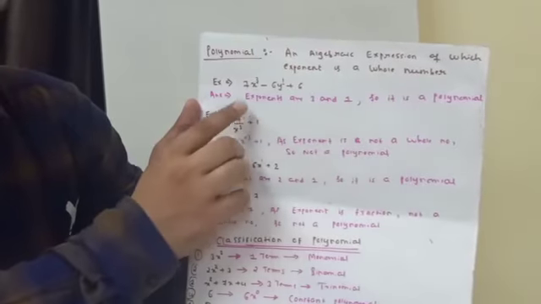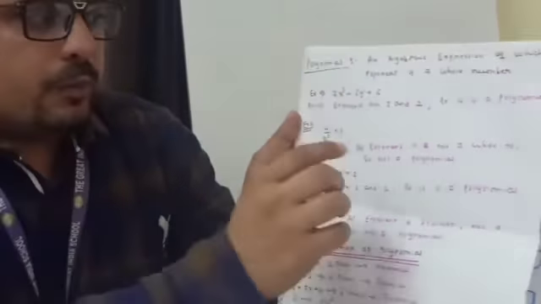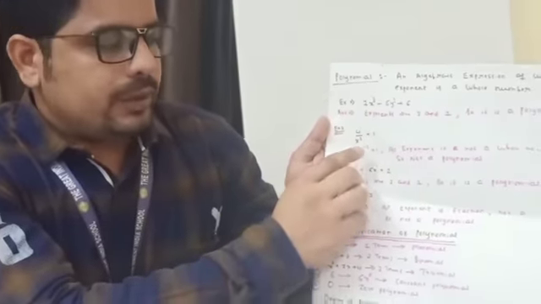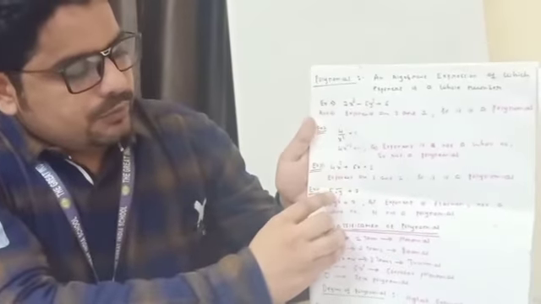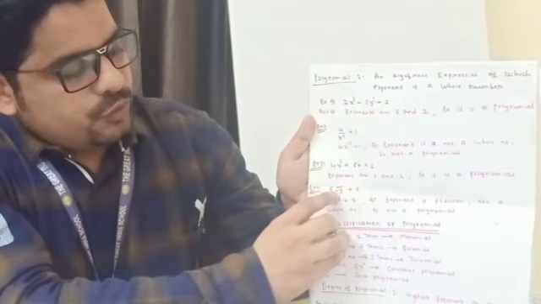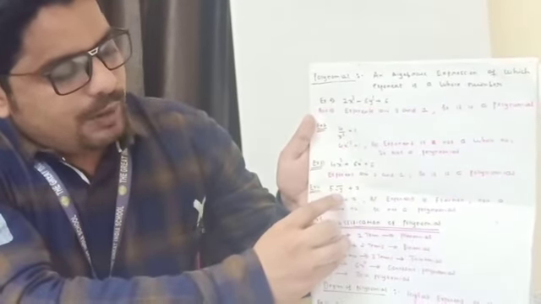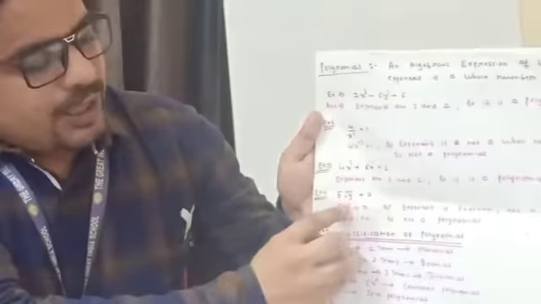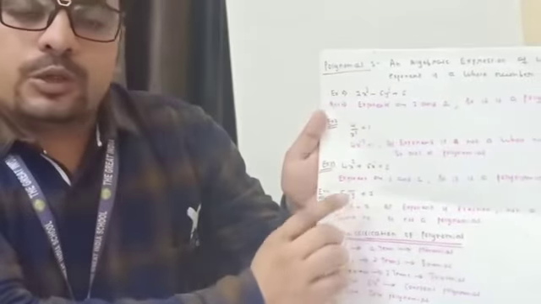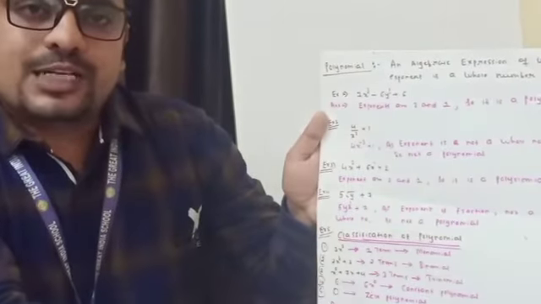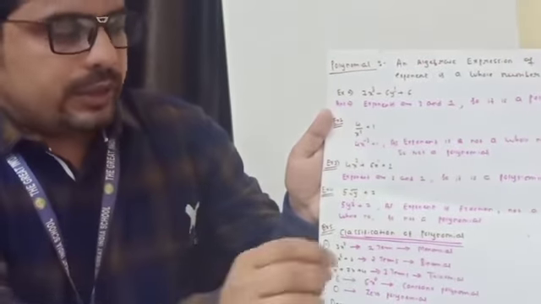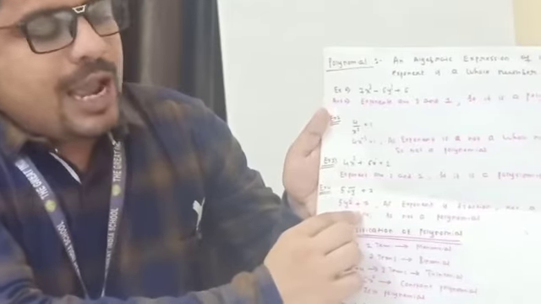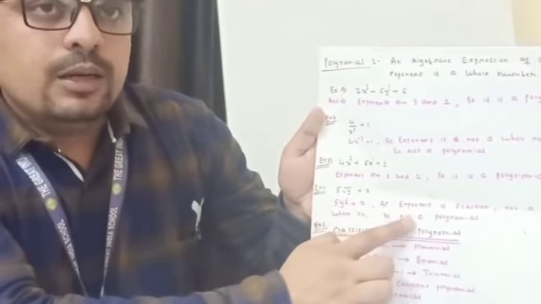So if the powers are whole numbers, it is a polynomial. If the powers are not whole numbers, it is not a polynomial. Let us take an example: 5 root y plus 7. Root y can be written as y to the power 1 by 2, and 1 by 2 is nothing but a fraction. So the power is a fraction, and a fraction is not a whole number because whole numbers start from 0, 1, 2, 3. Fractions are not there. As the exponent is a fraction, it is not a whole number, and if it is not a whole number, it is not a polynomial.